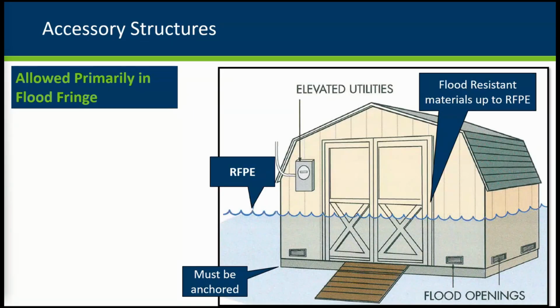This is a graphic showing that wet flood-proofing process, or generally just outlining what a wet flood-proofed accessory structure would look like. So in this case, we've got those areas below the RFPE have flood openings. It's anchored so as to not be subject to hydrodynamic and or hydrostatic pressures from the floodwaters. It's built with flood-resistant materials. The utilities have been elevated above the RFPE. So this is a good example of what a wet flood-proof structure might look like. And again, it's limited to that 600 square foot.